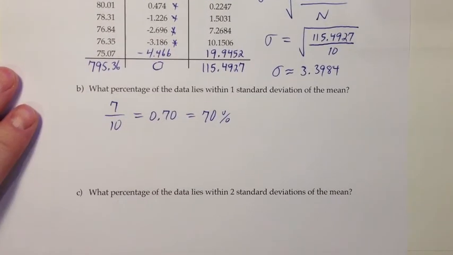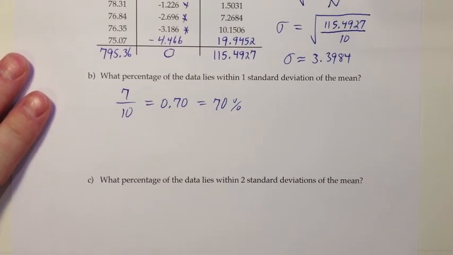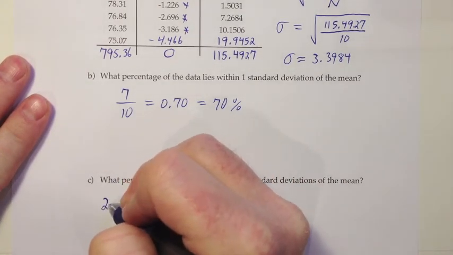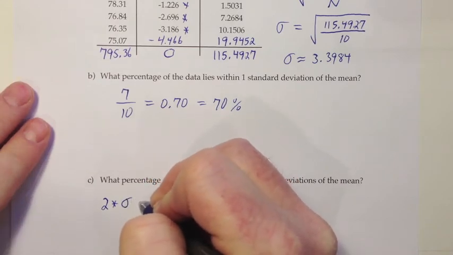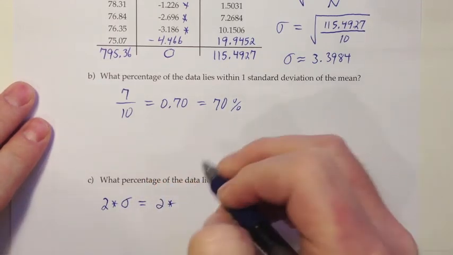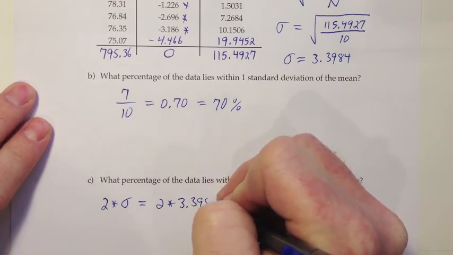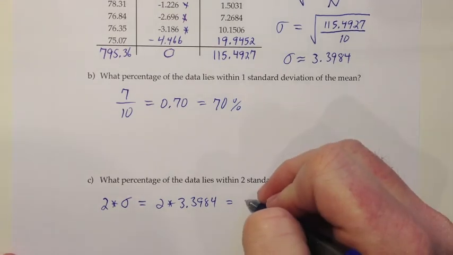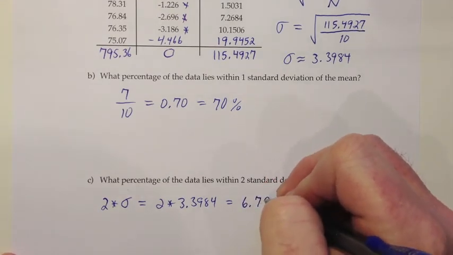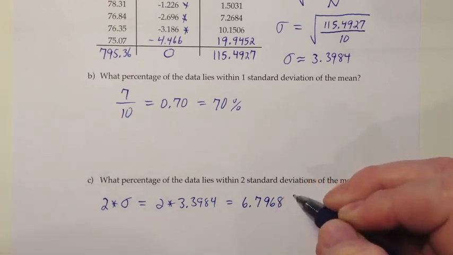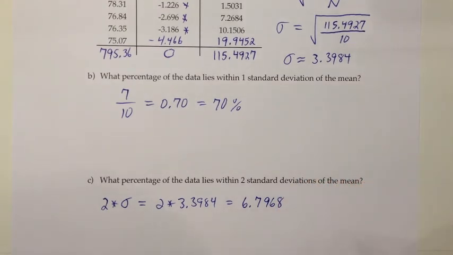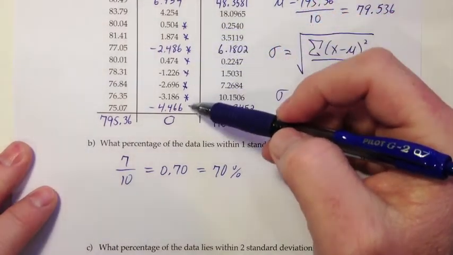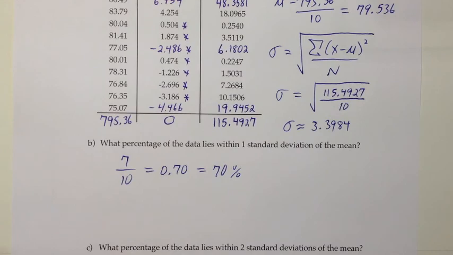And then what percentage lie within 2 standard deviations of the mean? To do that, what you want to do is the same idea, but you want to compare everything to 2 times the standard deviation. So that would be 2 times 3.3984. And if I do that doubling, I get 6.7968, and then we just want to count up all the deviations that are smaller than 2 standard deviations.